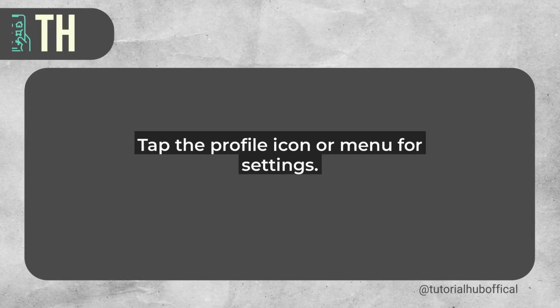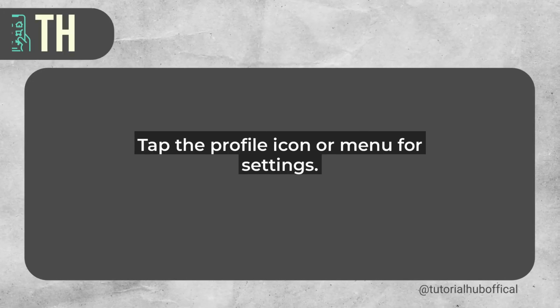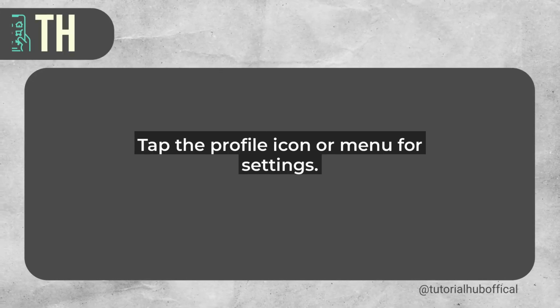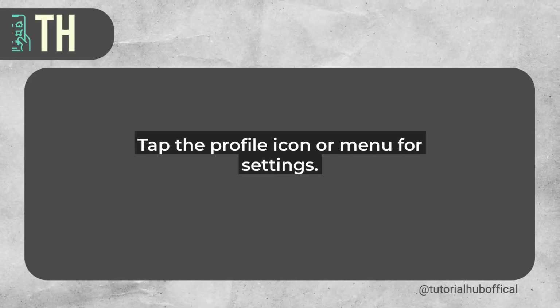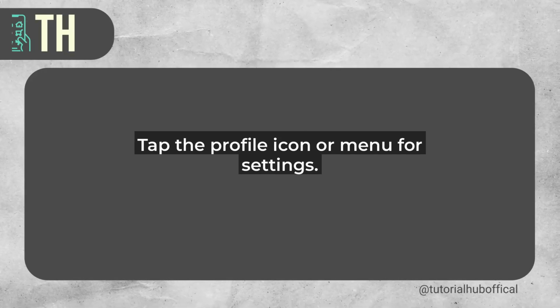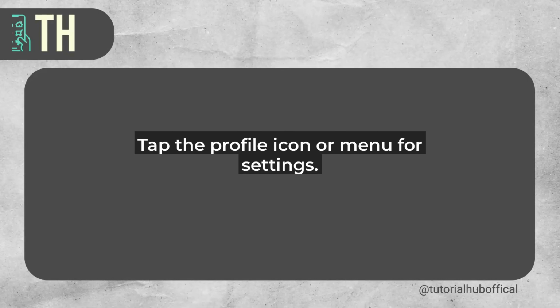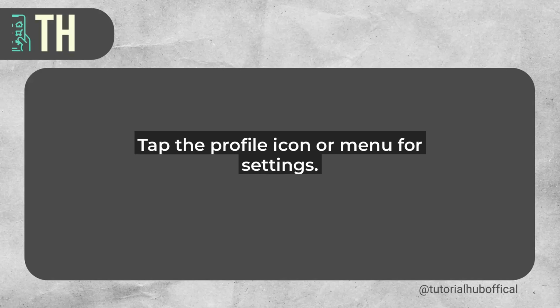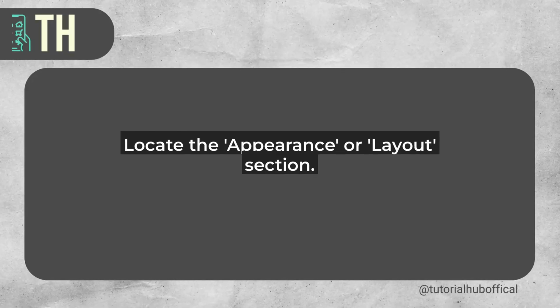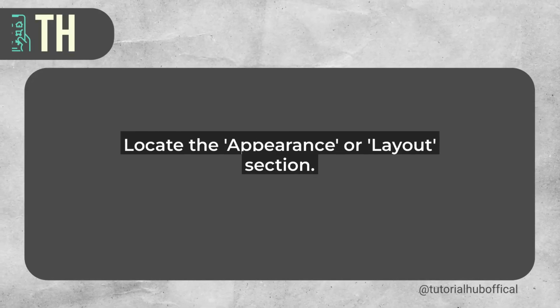Once that's done, open the Robinhood app and log in to your account. You'll land on the home screen, which is your dashboard for stocks and investments. Now, tap on your profile icon or the menu button, usually in the top corner, to access the main settings. In the 2025 update, Robinhood has streamlined this for better user experience.